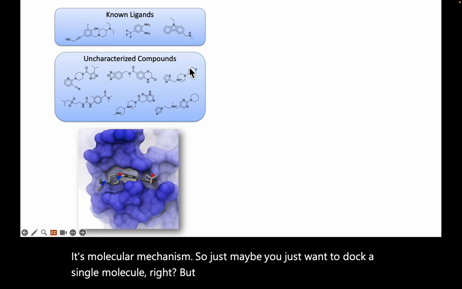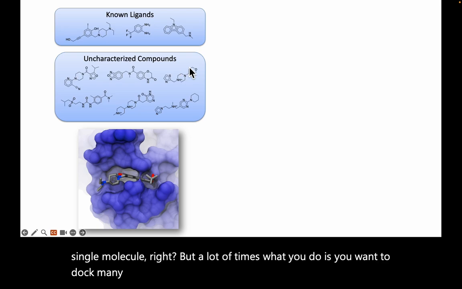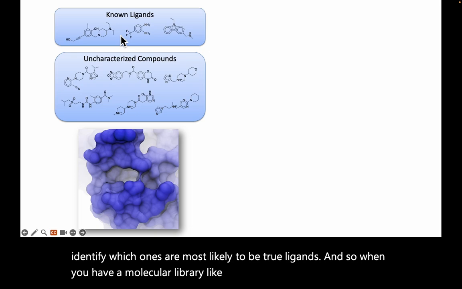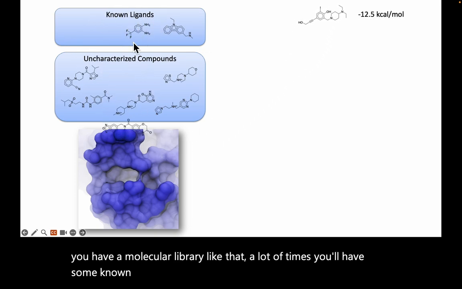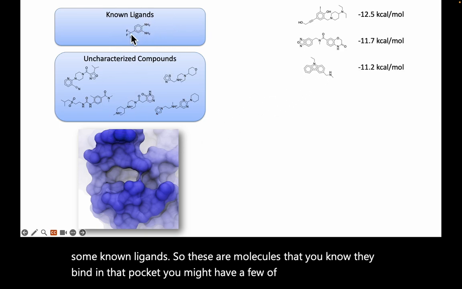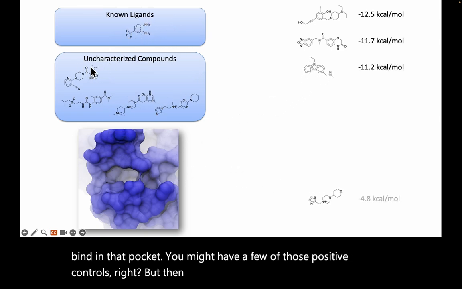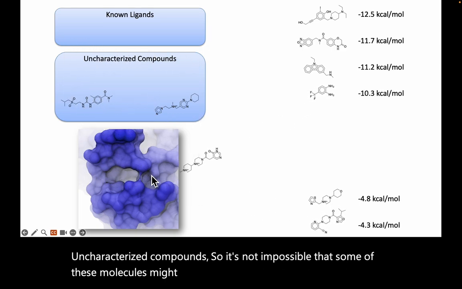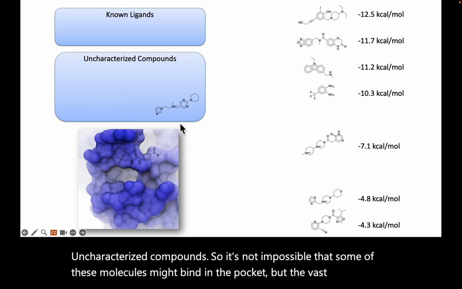But a lot of times, what you do is you want to dock many, many, many molecules into a binding pocket to try to identify which ones are most likely to be true ligands. And so when you have a molecular library like that, a lot of times you'll have some known ligands. So these are molecules that bind in that pocket. And you might have a few of those, positive controls, right? But then you're going to have far more uncharacterized compounds. So it's not impossible that some of these molecules might bind in the pocket, but the vast majority of them almost certainly don't, right?